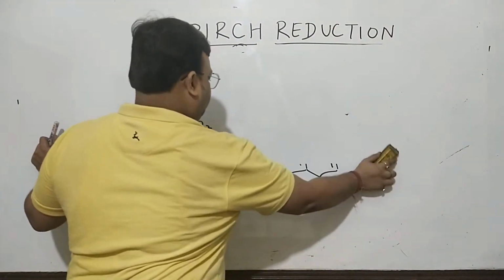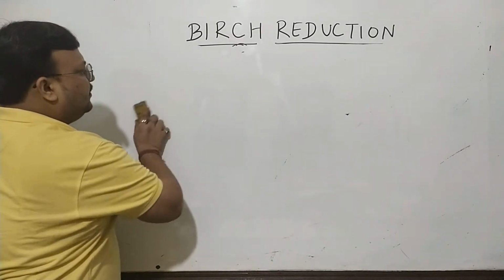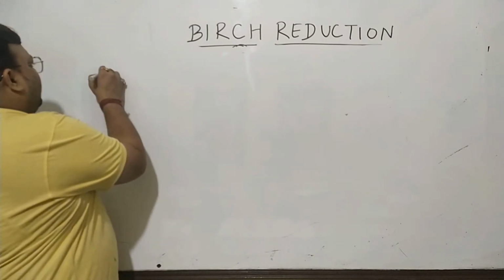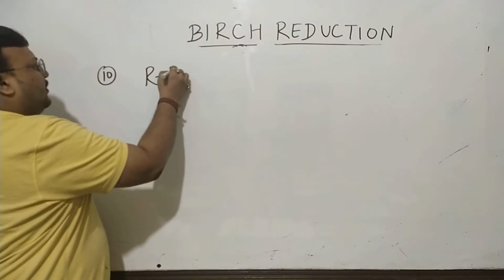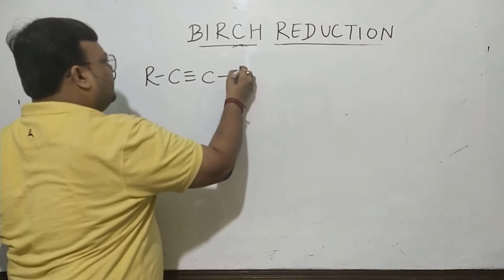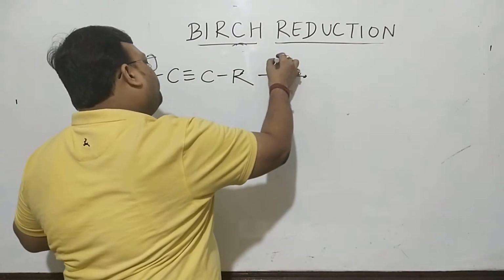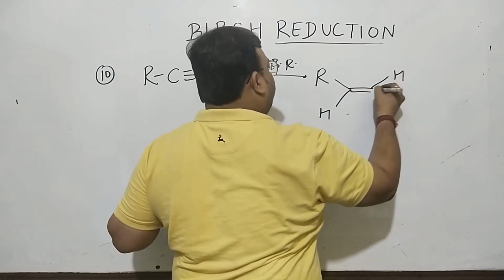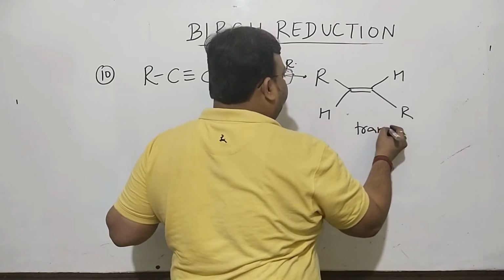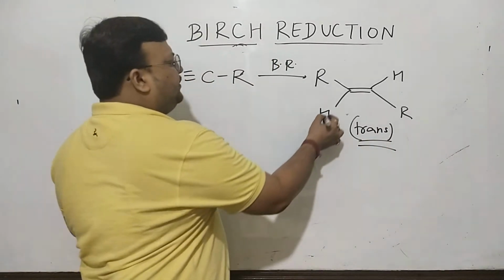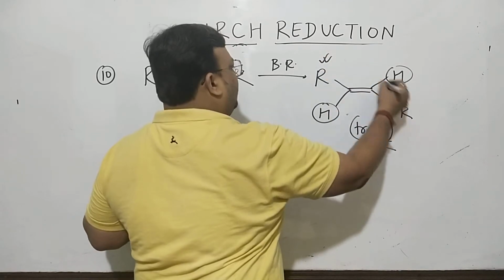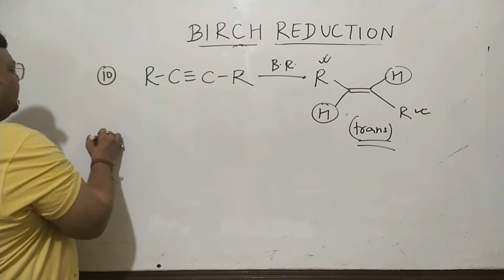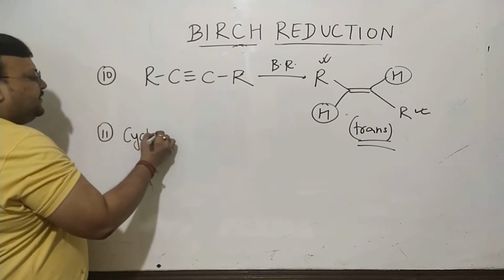Last two problems, 10 and 11. Because it's a very popular reduction mechanism, even for alkynes, you are taught that Birch reduction will always give you a trans alkene. It will always give you a trans alkene. See, this is trans. A very specific mechanism, it will always produce a trans alkene. This I believe was the last one.